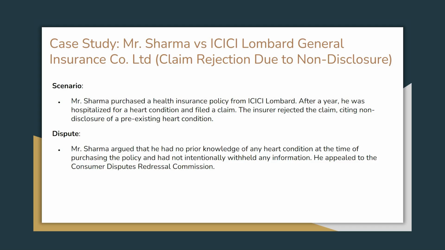After a year he was hospitalized for the heart conditions and filed the claim. The insurer rejected the claim citing non-disclosure of pre-existing conditions of the heart. What are these pre-existing conditions? Which means that before opting for the policy, the person was suffering from such disease or such health conditions. But the dispute revealed that Sharma argued he had no prior knowledge of any such heart conditions at the time of purchasing this policy, and it was not intentional to hide the conditions and to withhold any information.